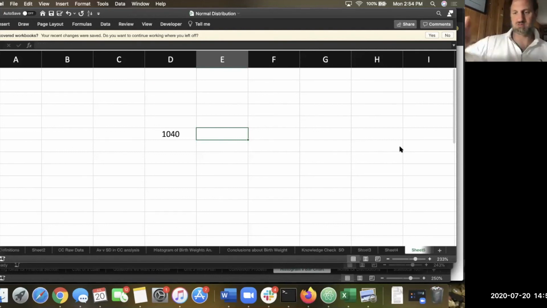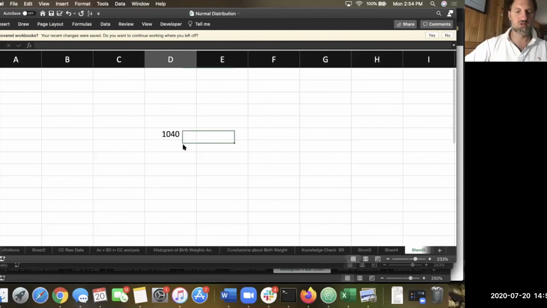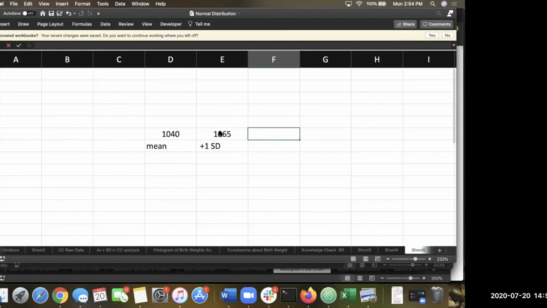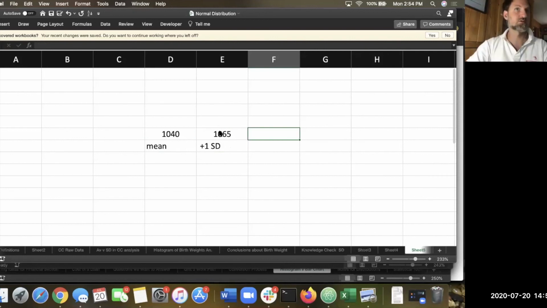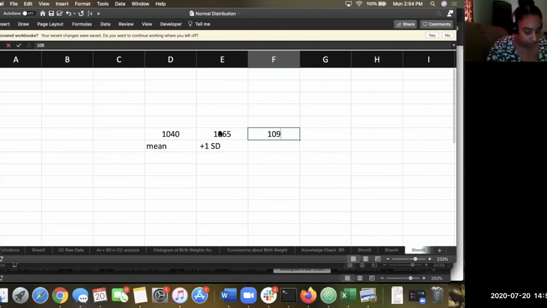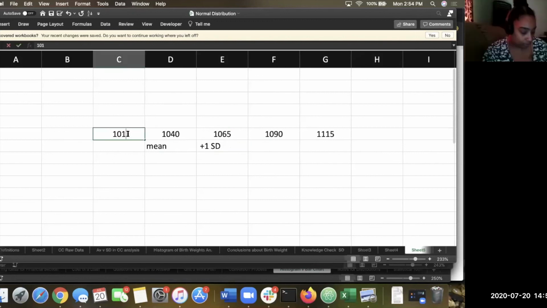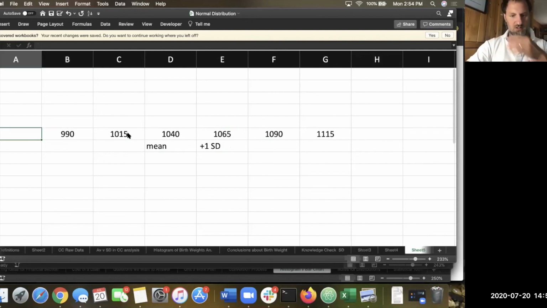We're counting in terms of standard deviations, starting with the mean in the center. And we add 1 standard deviation. Then we add another one, then we add another one. So what's this next number? 1,065. Yep. Next. 1,090. Yep. And then 1,115, right? Okay. Then going the other way, 1,015, 990, and then 965.